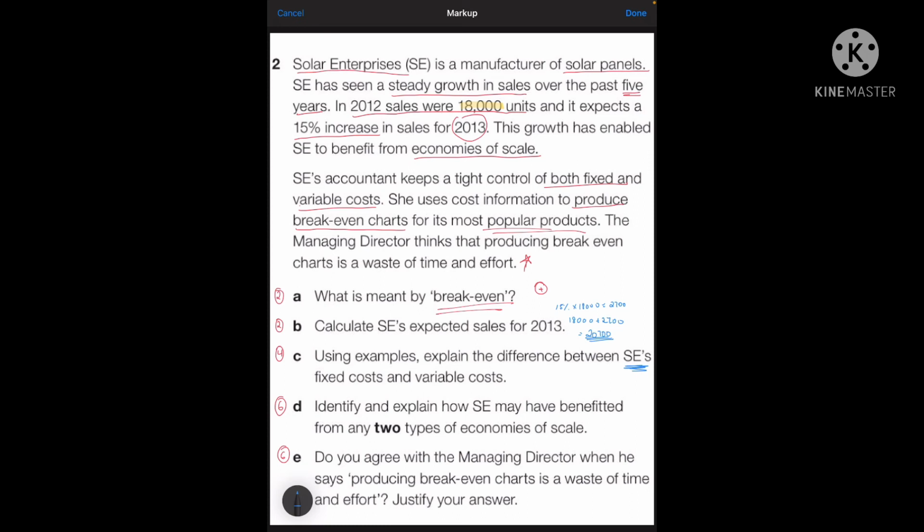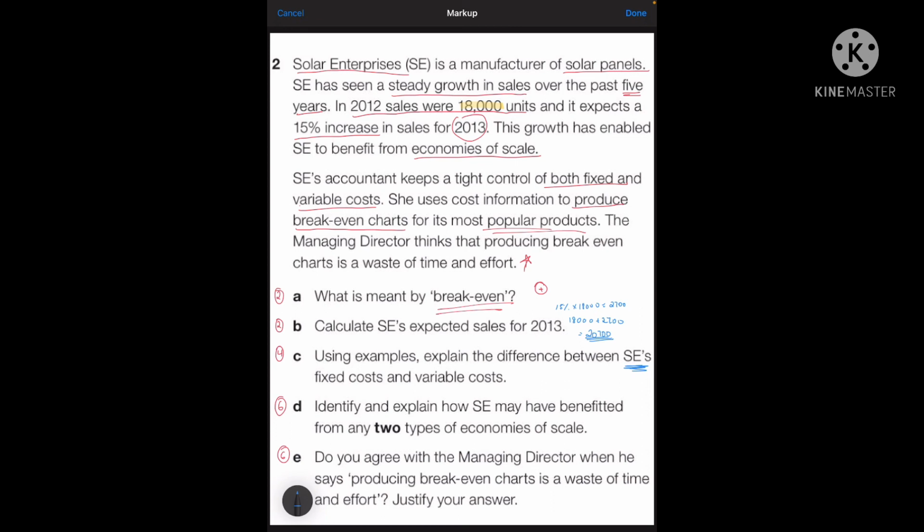Then tell how they will have benefited from that type of economies of scale. Like for financial, maybe they'll have less costs. That's going to help them keep a tight control of their fixed and variable costs. If it is purchasing economies, then if they're buying the raw materials for the solar panels in bulk, they will receive trade discount, and that is going to result in lower costs for them, which will help and improve the break-even chart.